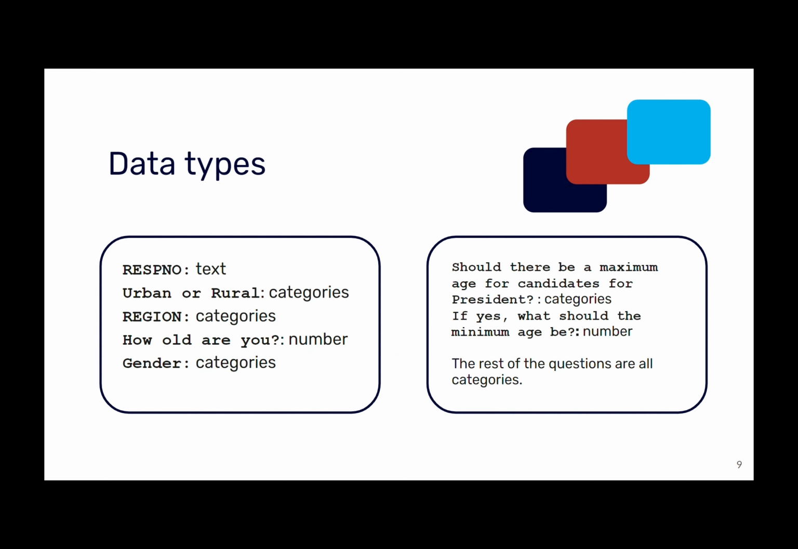Data types. We have the RSPNO, which is a text, urban or rural, that is in categories. The region is also in categories. The question, how old are you, is given by a number. The gender is given in categories. Should there be a maximum age for candidates for president? There are categories for this as well. If yes, what should be the minimum age? This is answered by numbers. The rest of the questions are all categories.